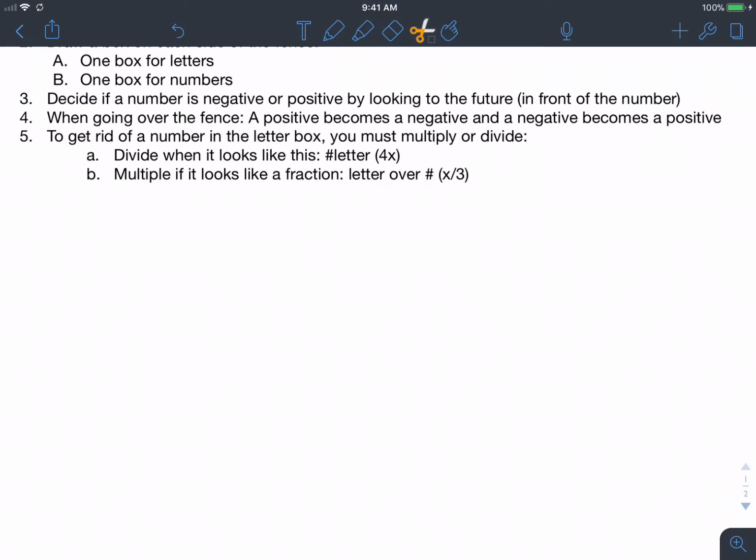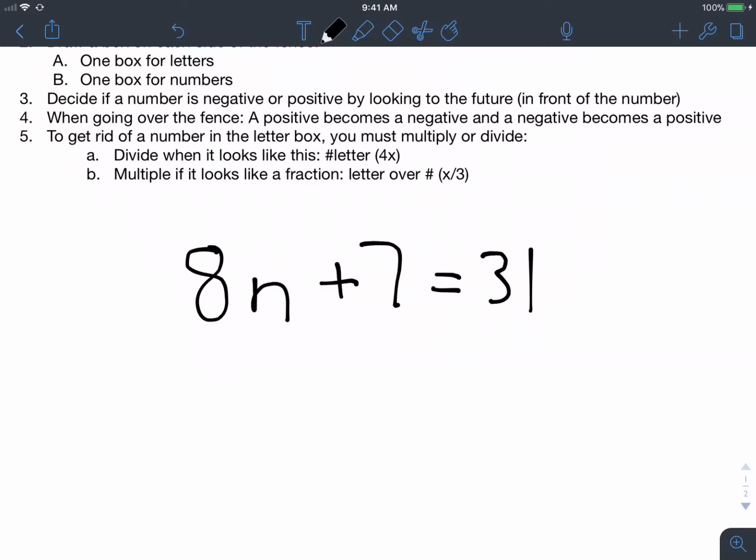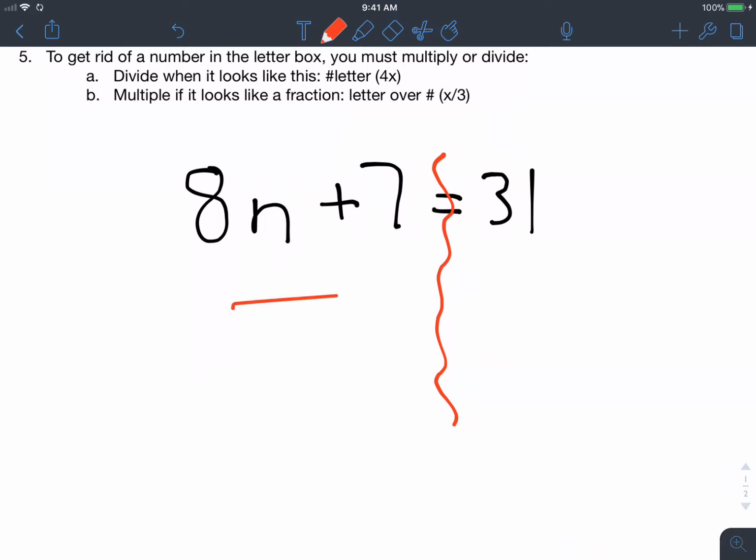And then get rid of the number in the letter box. You either need to multiply or divide. So what we're going to do is start off by looking at a couple of examples here. Our first example is 8n plus 7 equals 31. Now my first step, remember, is to draw my fence. So there's my fence. I'm going to go ahead and put my boxes in.